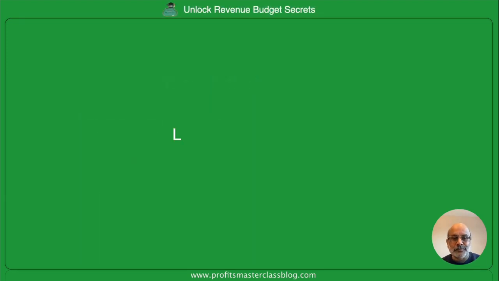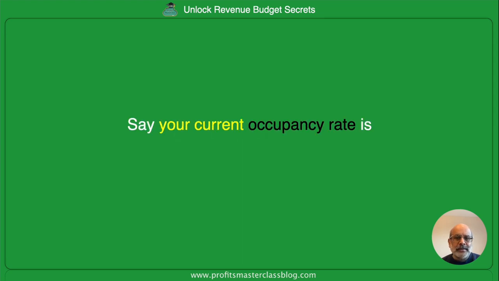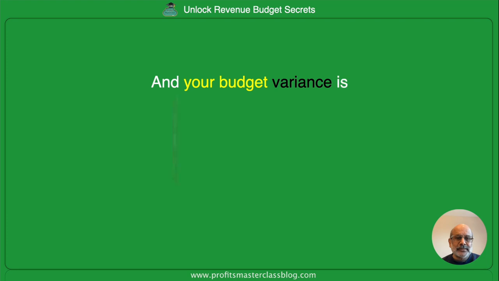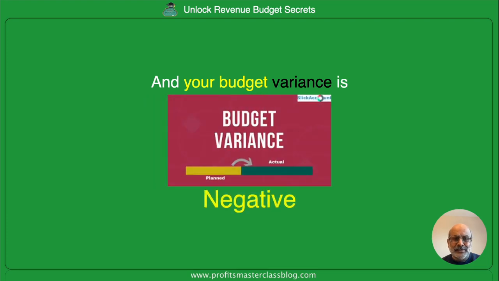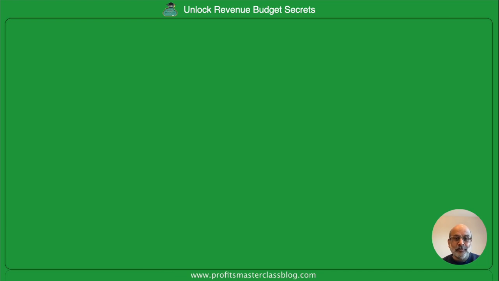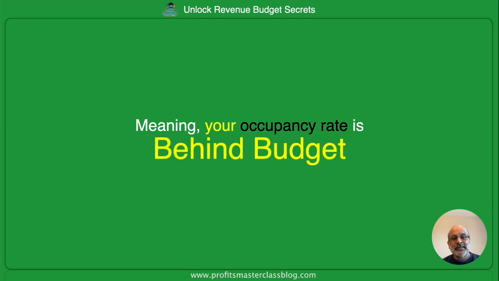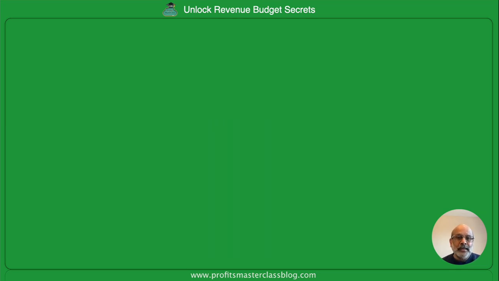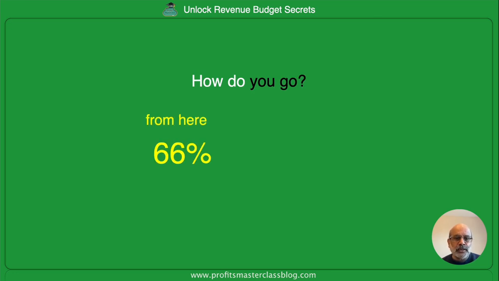Let's take an example. Assume your current occupancy rate is 66% and your budget variance is negative. What do I mean by that? Well, I mean that your occupancy rate is behind budget, not something that you want to be in, right? So, how do you go from, say, 66% occupancy rate to 81% occupancy rate?